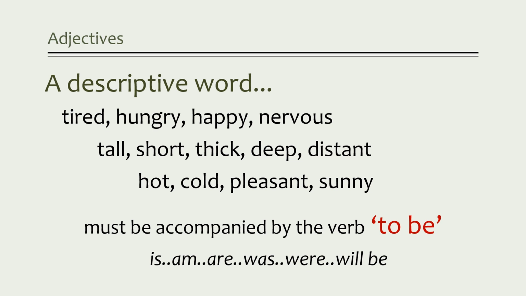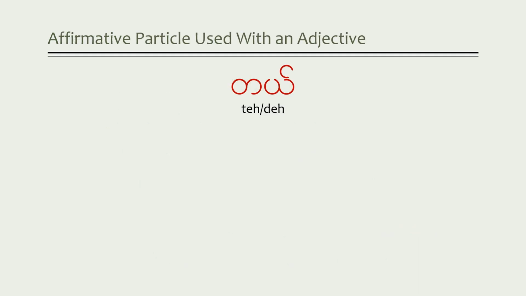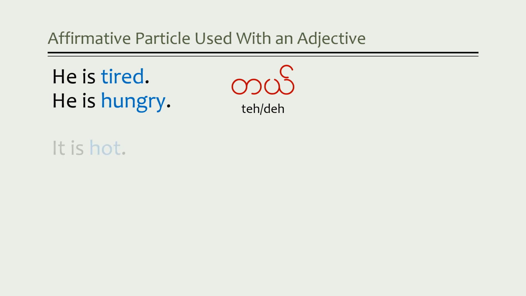But in Myanmar, adjectives are handled a little bit differently. To explain, I'll show you three simple sentences that use adjectives. Let's look at three sentences that use adjectives. The first, he is tired. He is hungry. It is hot. Each of those describes a condition of something or how someone feels. But let me show you how you'd say them in Myanmar.